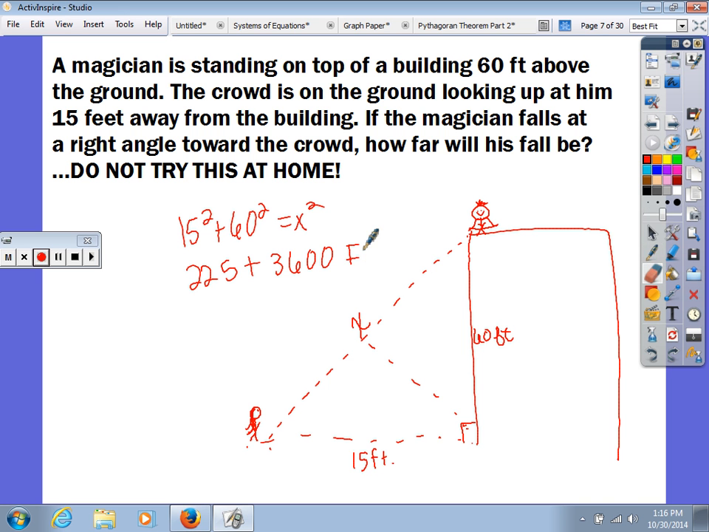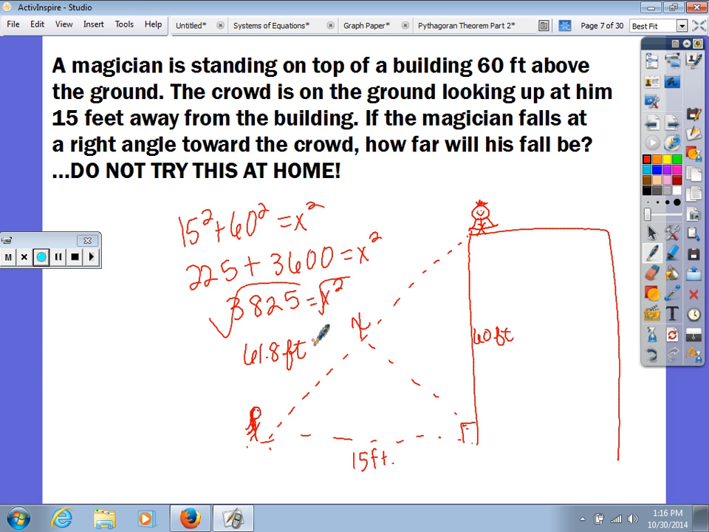Now for this one, everything is on this side. So I really just need to combine like terms. There's nothing that I need to move over in order to isolate x because it's already isolated. And when I add that together, I get 3,825 equals x squared. And then when I take the square root of that, I'm going to get about 61.8 feet.